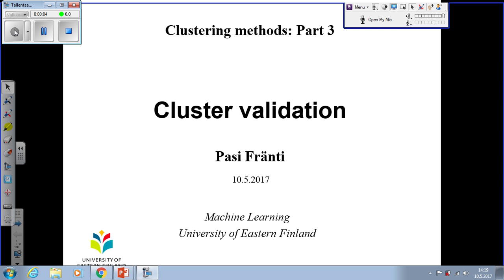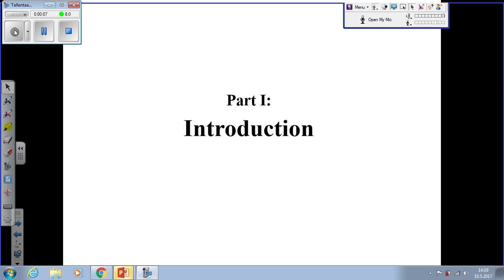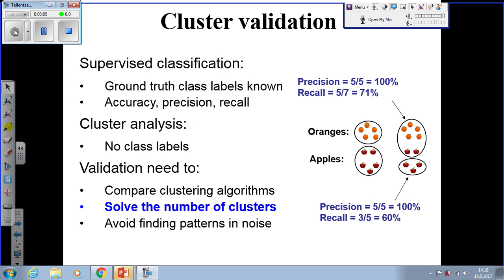Okay, so cluster validation. We already had the centroid index video, so you have some idea of what the validation is about. There was this background of oranges and apples from classification. We can measure the classification accuracy because we know the correct class, which ones are supposed to be oranges and which apples. So we can calculate precision and recall.